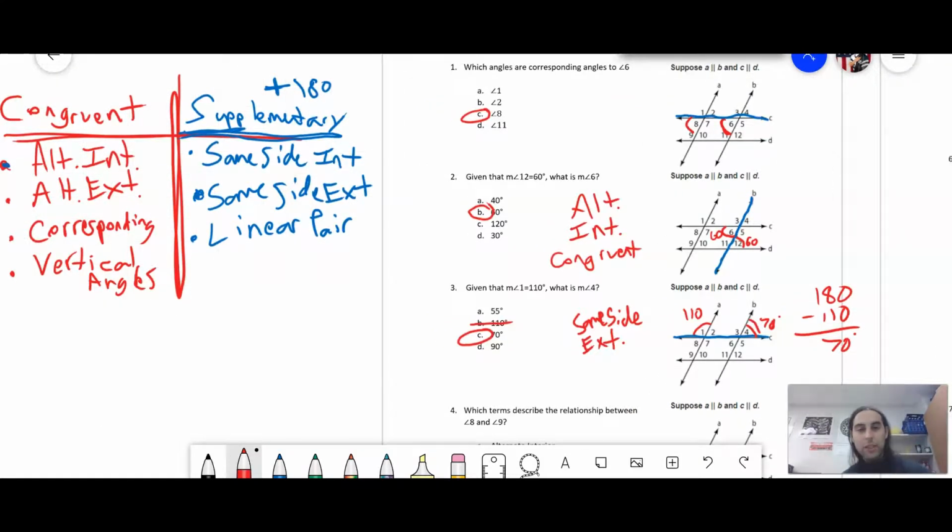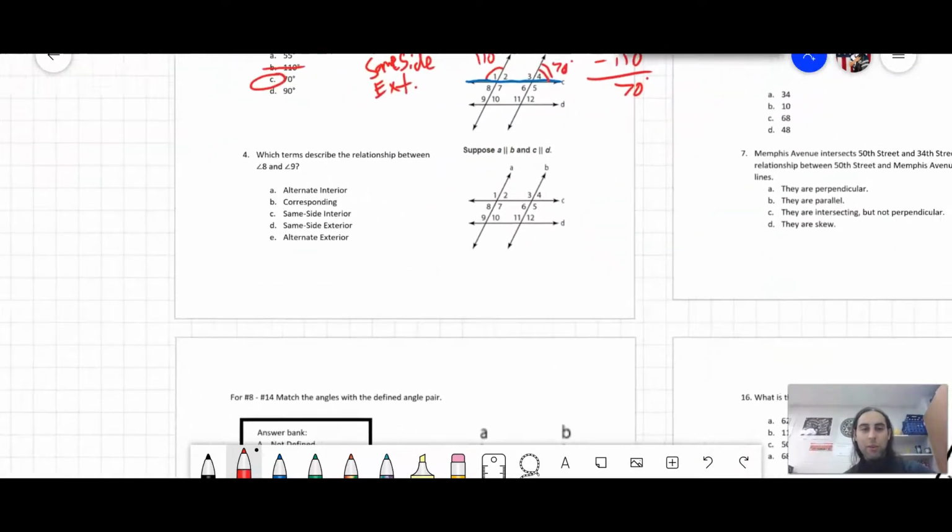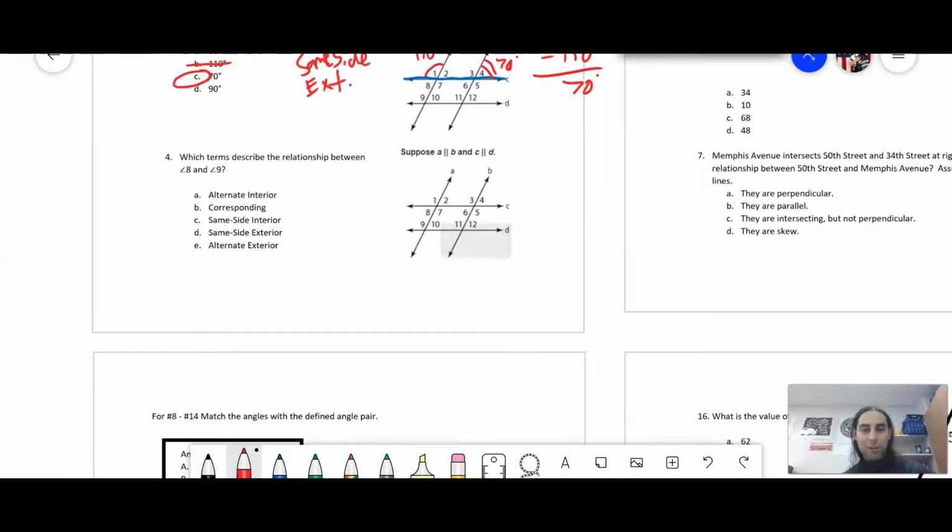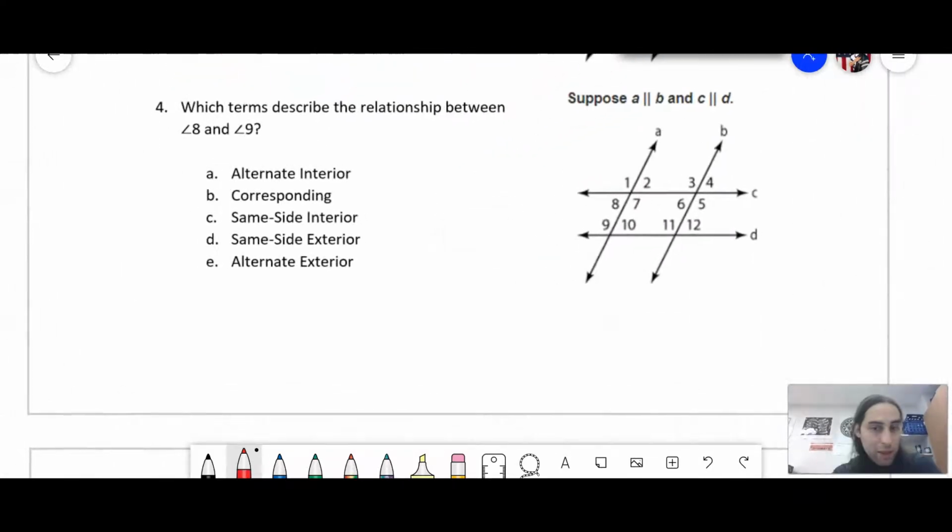Okay. Number 4. Which term describes the relationship between 8 and 9? So let's look at 8 and 9. 8's right here, and then I have a transversal going down, and then 9 is right here. It's hard to write on this laptop. Now again, I put 2 arcs. Why? Angle 8 is acute, less than 90. Angle 9 is big, greater than 90.